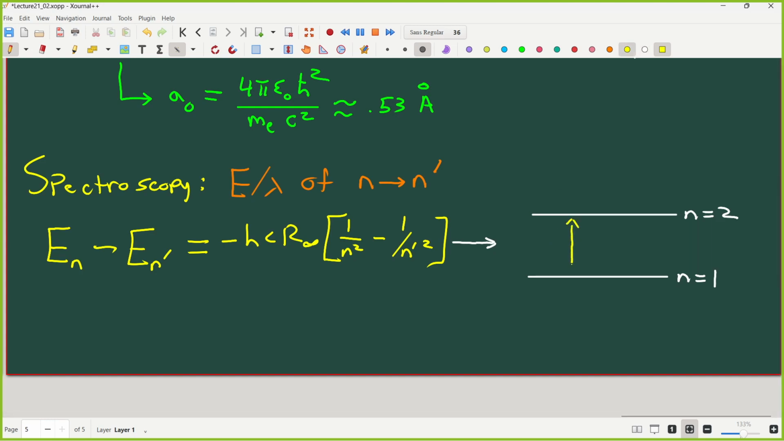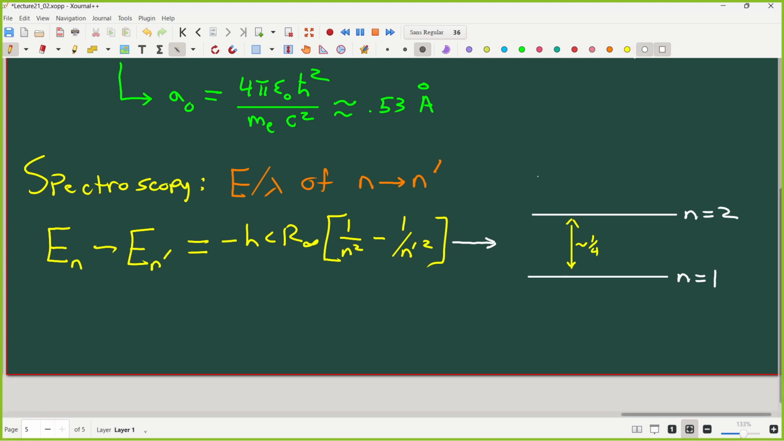So what is this difference? Well, it's going to be 1/4 times this number. So let's just say it's on the order of 1/4. Of course, they're in units of hcR. We're in unitless energy here.